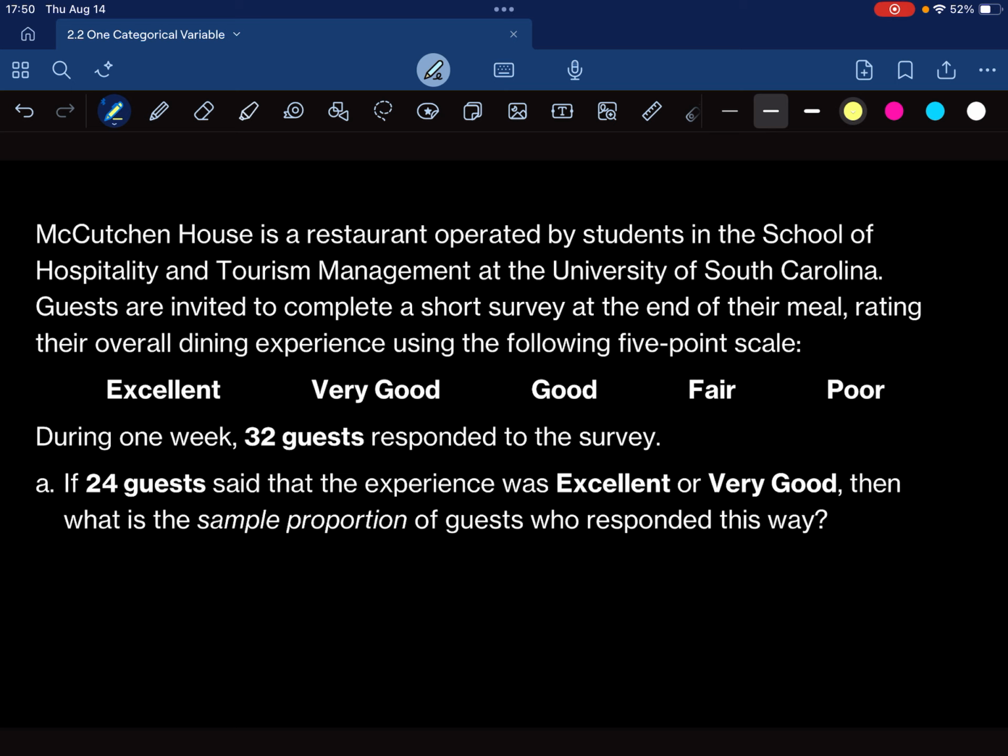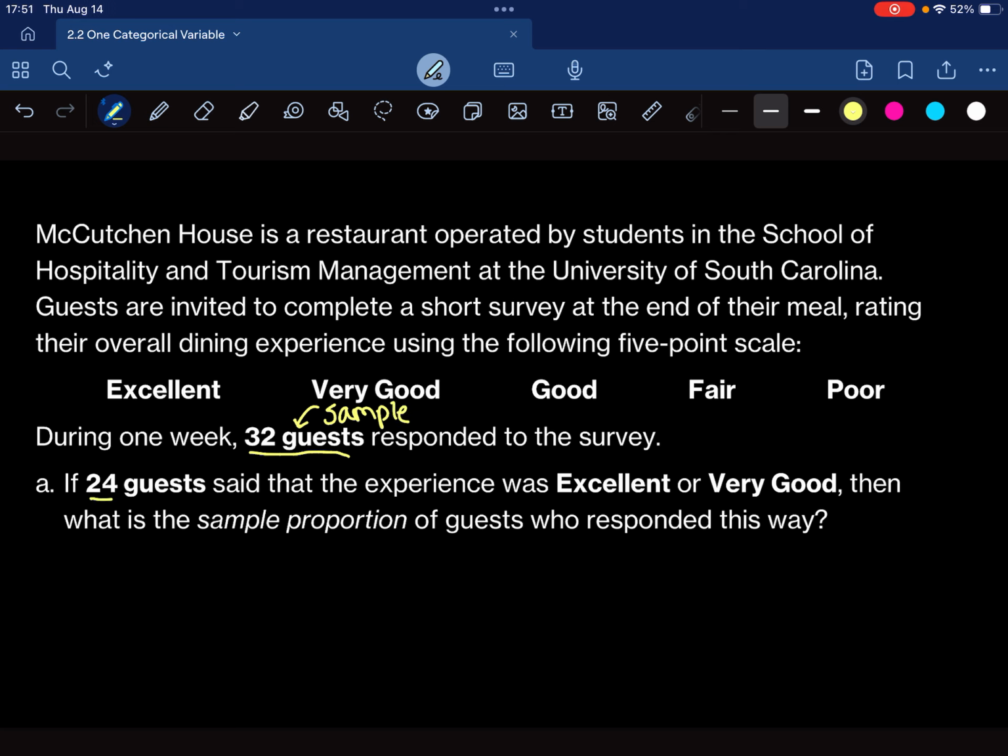So the McCutcheon House is a restaurant operated by students in the School of Hospitality and Tourism Management at the University of South Carolina. Guests are invited to complete a short survey at the end of their meal, rating their overall dining experience using the following 5-point scale: either excellent, very good, good, fair, or poor. And during 1 week, 32 guests responded to the survey. So in this case, the 32 guests represents our sample. It's the people that we have data collected on.